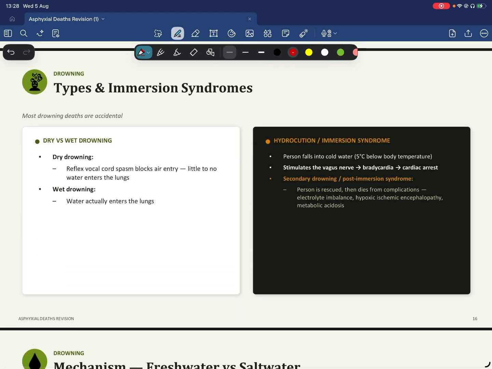Dry and wet drowning. Most drowning deaths are accidental. The difference between dry and wet drowning is that in dry drowning, there is reflex vocal cord spasm which blocks air entry into the lungs, therefore causing asphyxia. And wet drowning is when water enters the lungs, leading to asphyxia.